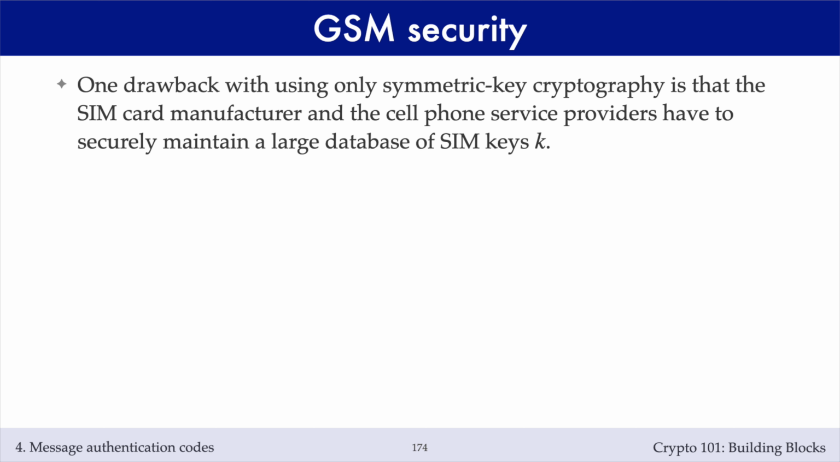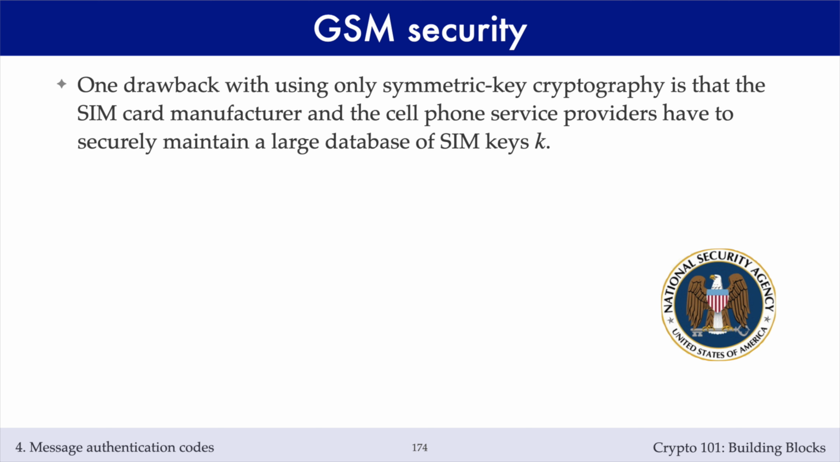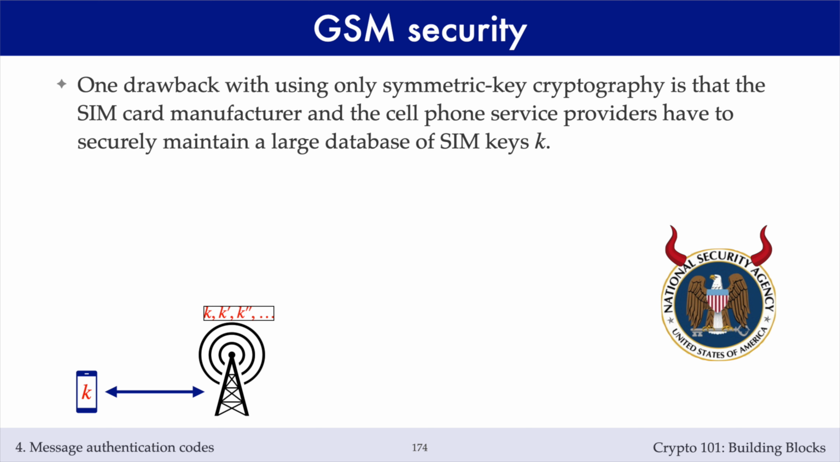Imagine now that you are the National Security Agency and you would like the ability to eavesdrop on cell phone communications around the world. This is easy to do because the transmission is over the air. However, GSM encrypts this data. To decrypt it, you would need to know the secret key K.